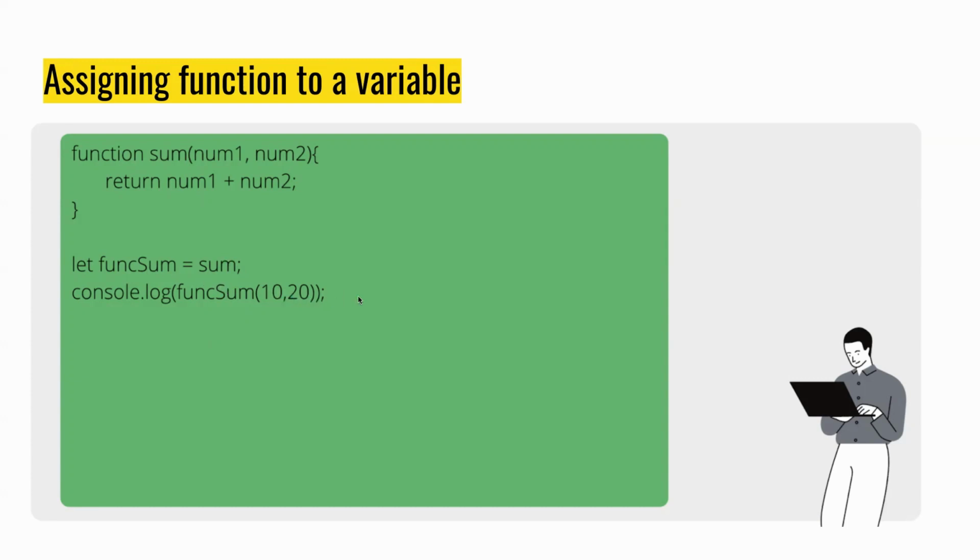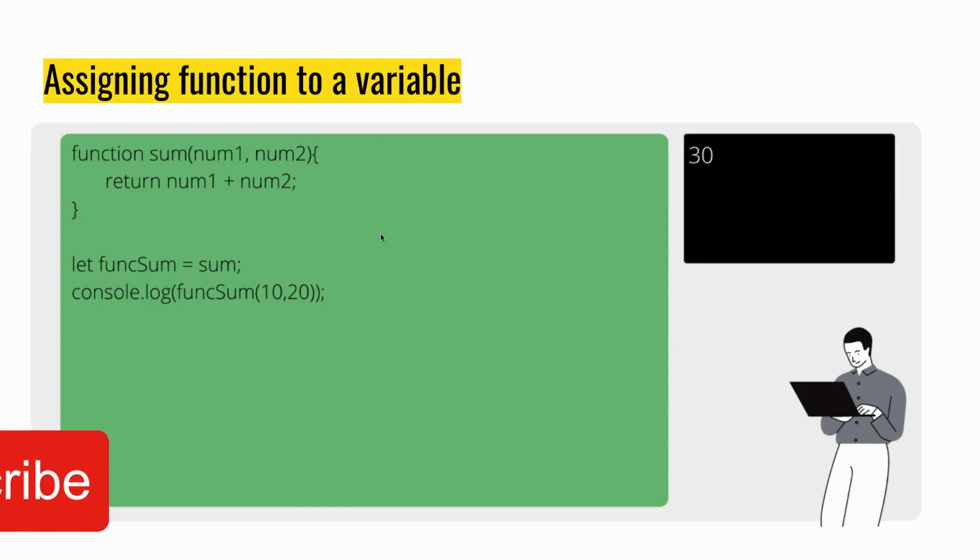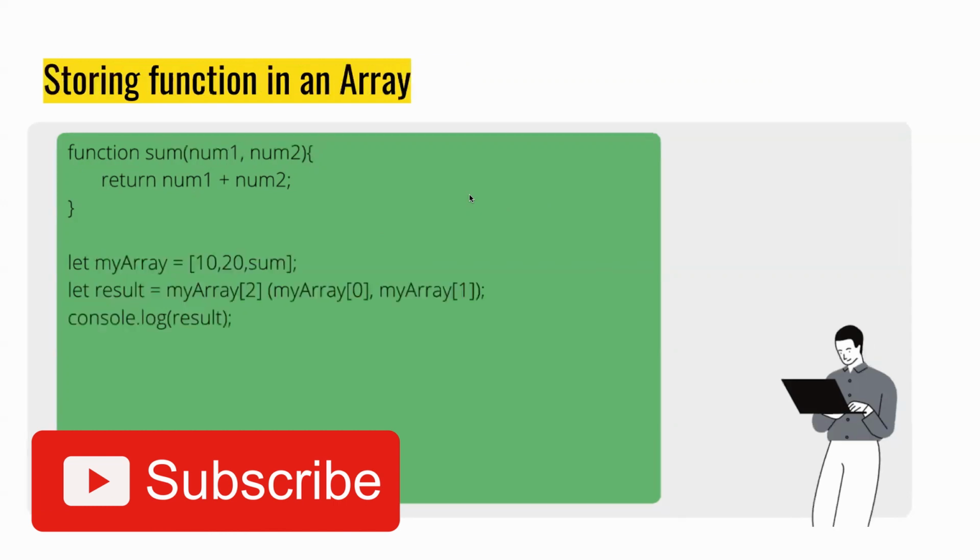So what is the output? I'm expecting the output should be 10 plus 20, which should be 30. And that's what we have. Okay, let's move to the next one.